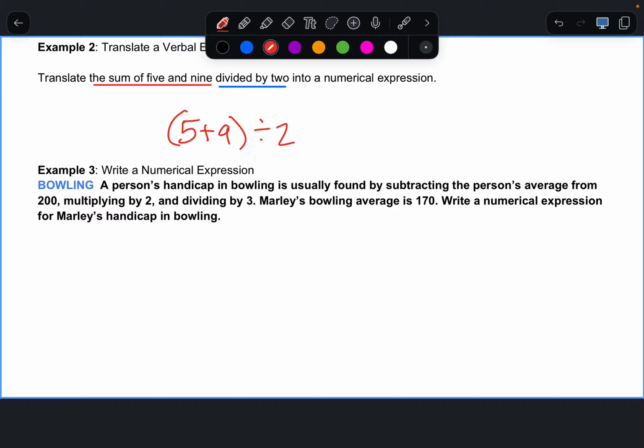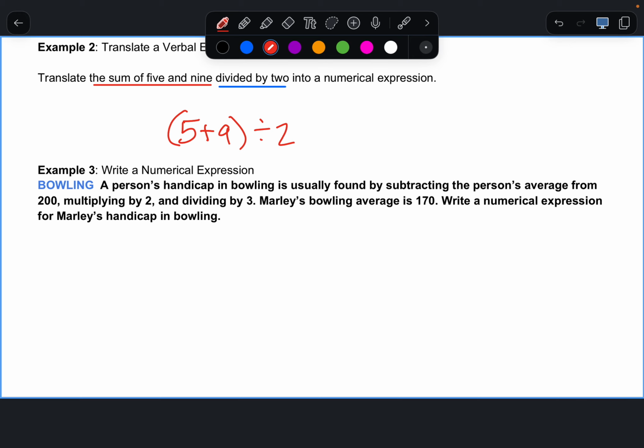Okay, so since the difference is being multiplied by 2, we need to find the difference first. So it would need parentheses. And what does difference mean? Subtract. Yes. So since I want to do the subtraction first, it needs parentheses, so that we do it before multiplying and dividing.